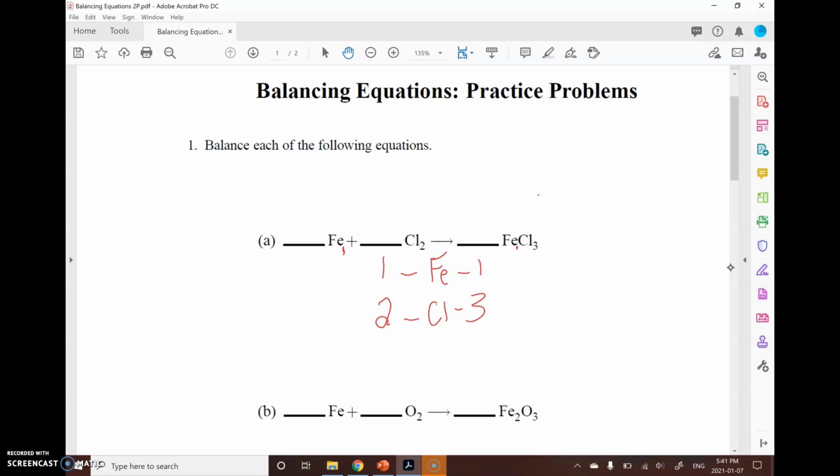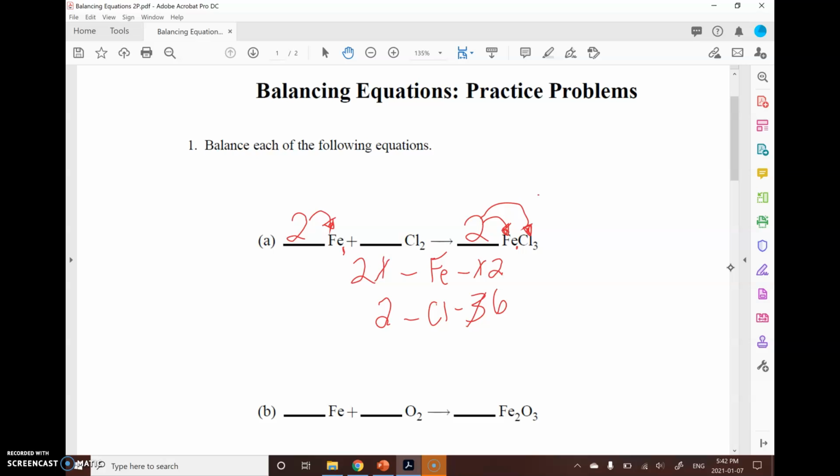So what we're going to do is tackle the odd number and make that even. Makes it a lot easier to balance. So if I put a 2 here, that 2 multiplies the iron. So 2 times 1 gives me 2. 2 times the chlorine gives me 6. Now my irons are off. So I need to have 2 irons right here. So I'm going to put a 2 here, and that 2 is going to multiply the 1, and now I have 2.